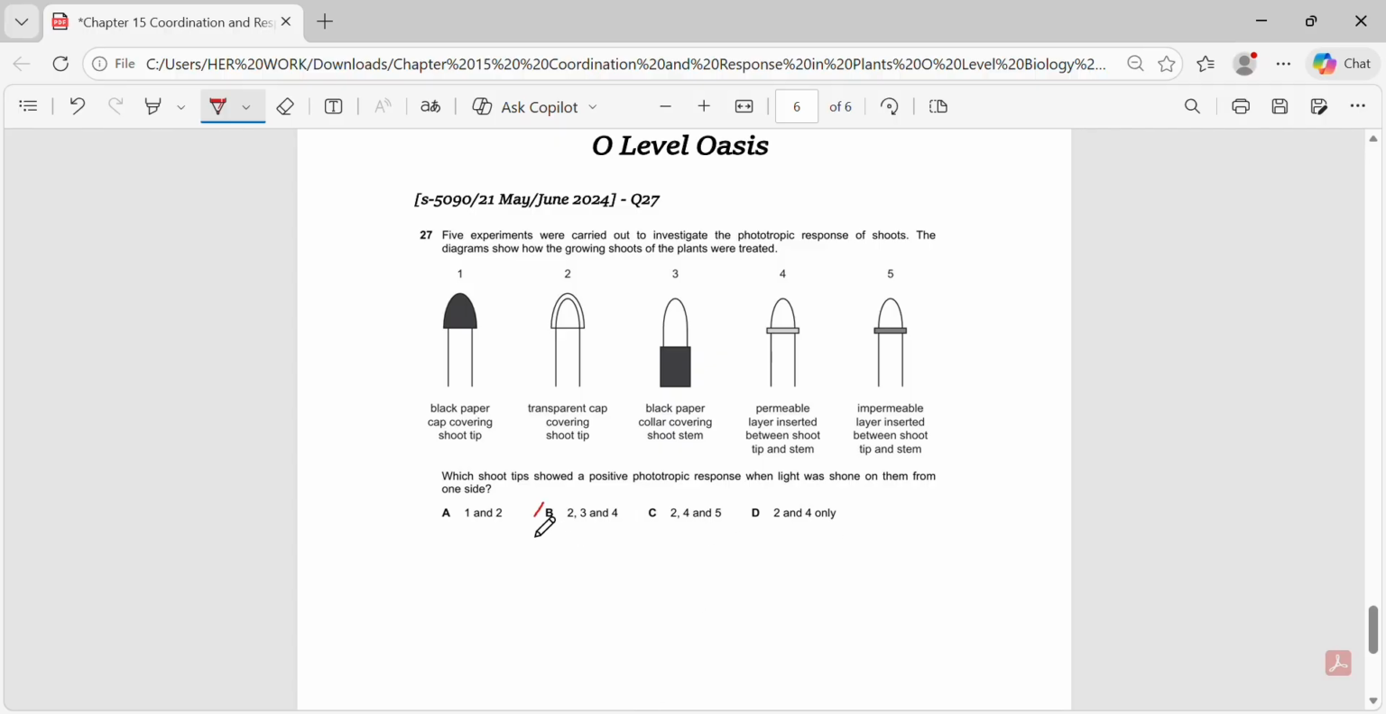B is the correct answer because the transparent cap allows light to reach the shoot tip. This enables the tip to detect the light stimulus, and auxin can move normally to the shaded side. The unequal distribution of auxin causes more cell elongation on the shaded side, so the shoot bends towards the light. In contrast, treatments that block light or prevent auxin movement, such as black caps or impermeable layers, stop the shoot from bending. This shows that both detection of light at the tip and movement of auxin are essential for phototropic response.